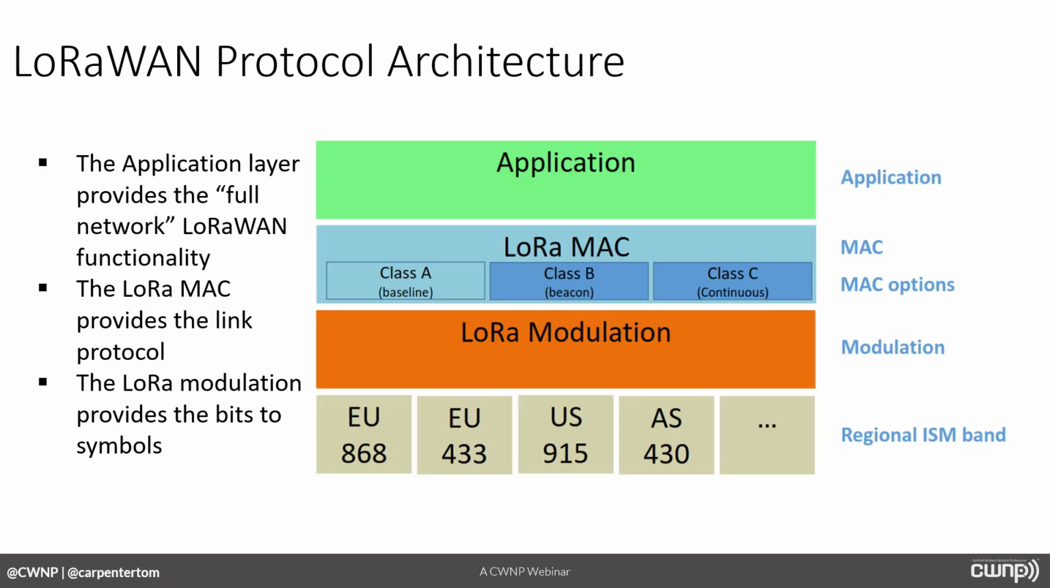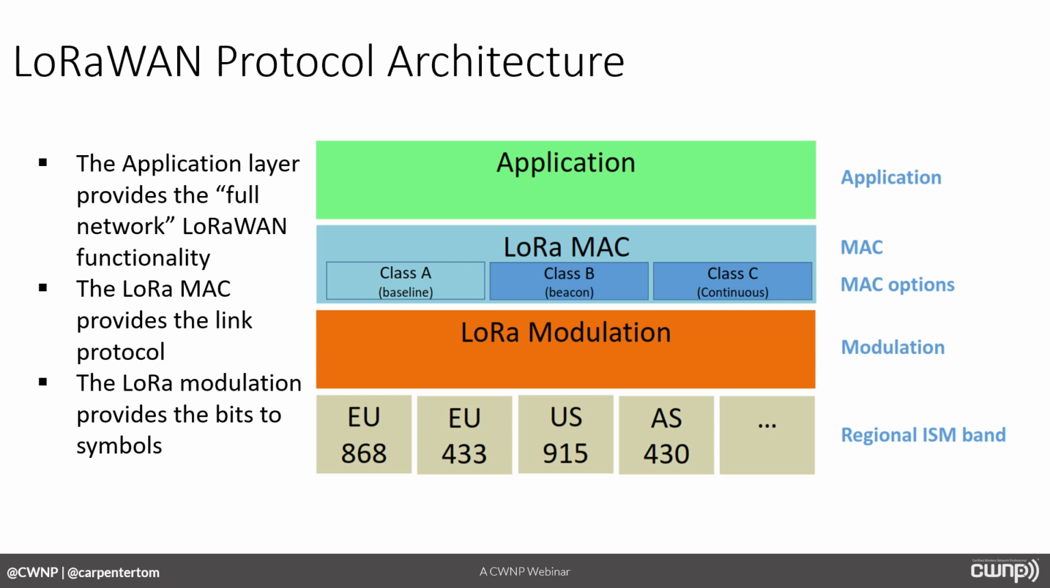So the LoRaWAN protocol architecture: realize that the application layer sitting at the top is what really provides the LoRaWAN functionality. Do not confuse this with the OSI model application layer. Okay, this is the LoRaWAN application layer. And LoRaWAN is defined well. So all the stuff at the LoRa MAC and up is defined very, very well.